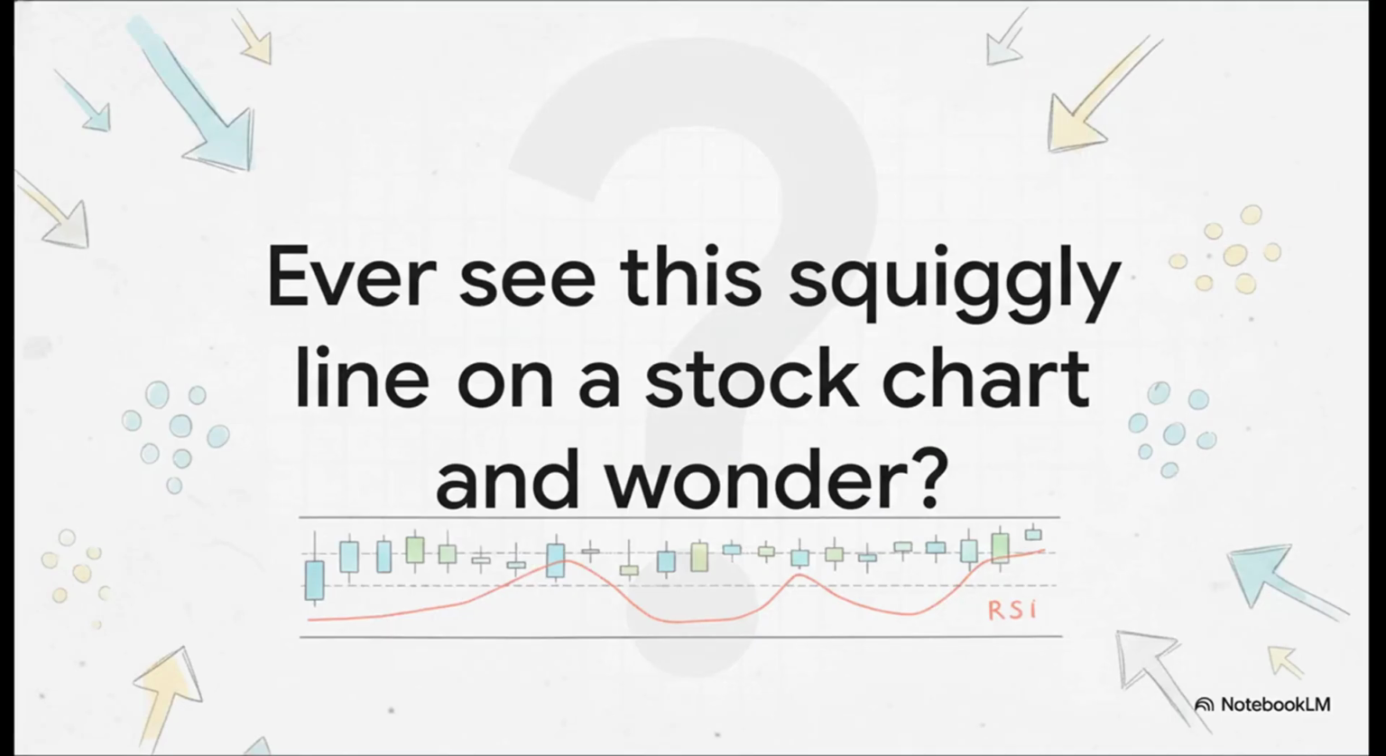You've seen it, right? That squiggly line at the bottom of a stock chart. You've probably looked at it and just thought, what in the world is that? Well, it might look kind of random, but it's actually telling a very specific story about a stock's momentum. And today, we're going to learn how to read that story.